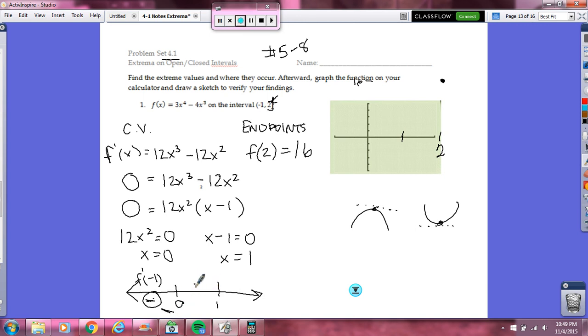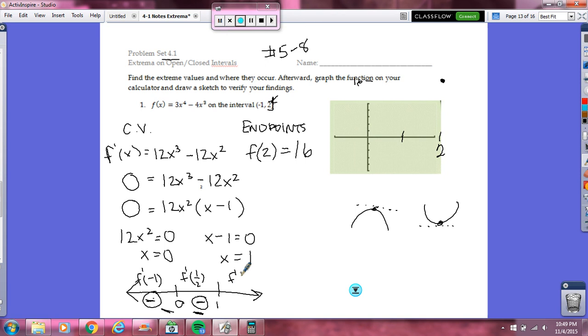Now let's check something in between 1 and 0. Let's pick maybe a half and see what my function is doing there in between those two. So I'll take a half and plug it in up here to my derivative. Hang on a second. I'm getting a negative answer. What the heck? And that's okay. So my function's going down, and then it's going to keep going down, even though 0 is a critical value.